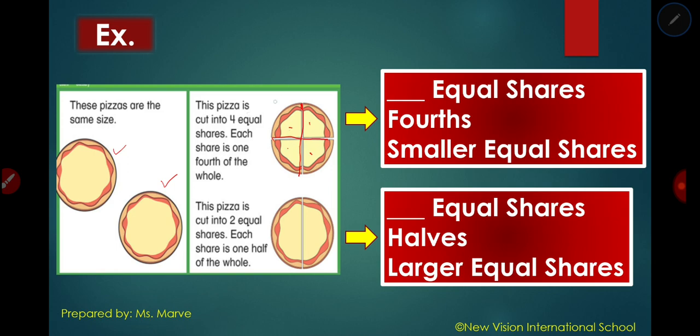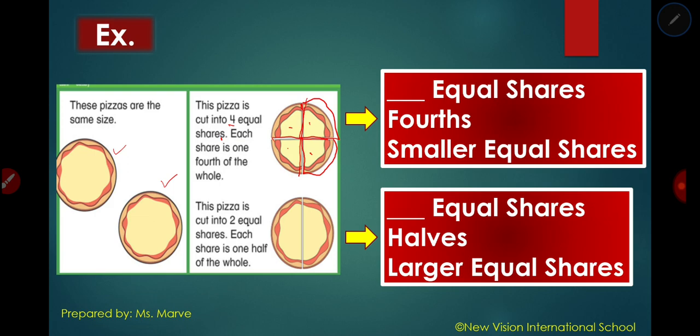Okay, this pizza is cut into 4 equal shares or 4 equal parts with the same size. And each share is 1/4 of the whole. If you're going to eat this part, this is what we call 1/4. And if you eat this one, it becomes half of the whole. Understood? Very good.